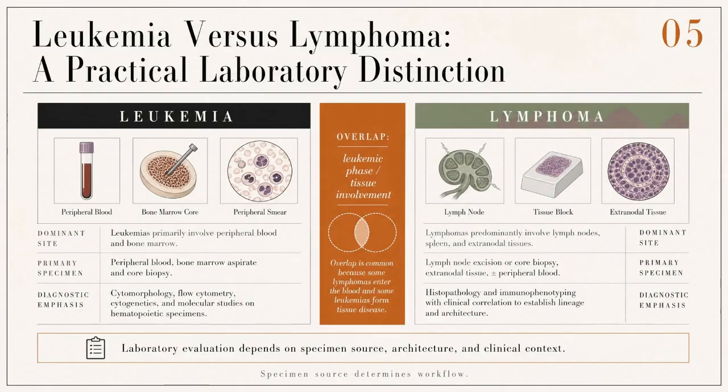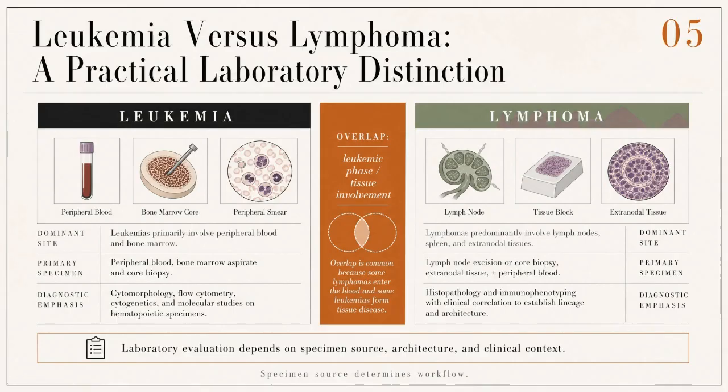Leukemias primarily involve the peripheral blood and bone marrow. In these cases, abnormal lymphoid cells circulate in the bloodstream and infiltrate the marrow, often leading to characteristic hematologic abnormalities such as lymphocytosis or cytopenias. Chronic lymphocytic leukemia, CLL, and prolymphocytic leukemia, PLL, are classic examples where the diagnostic specimen is typically a peripheral blood smear or bone marrow aspirate.